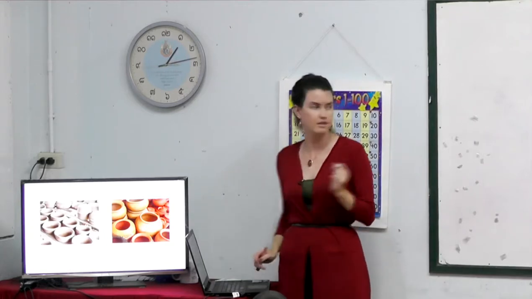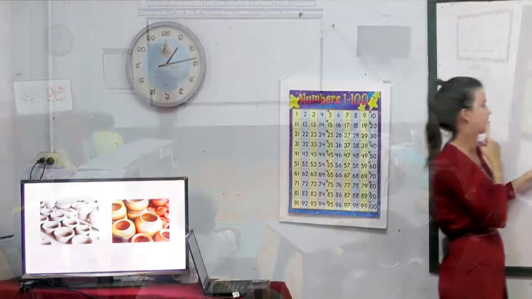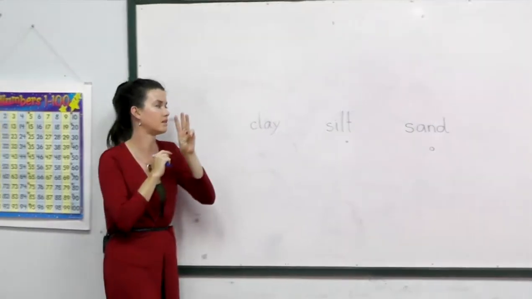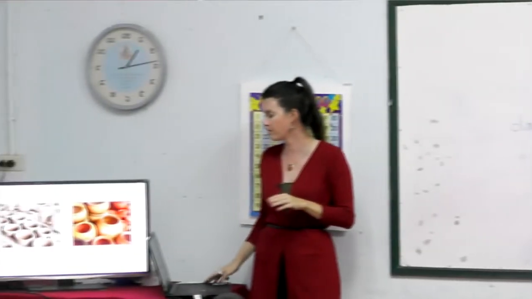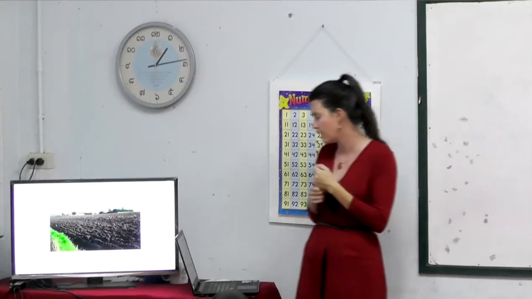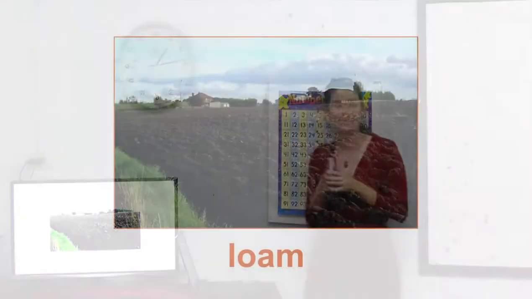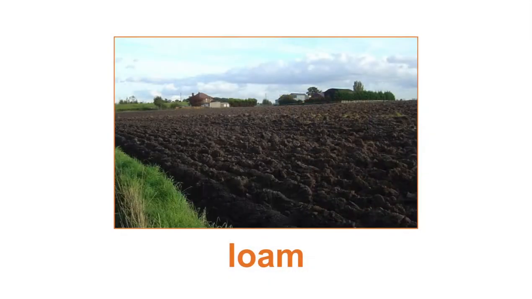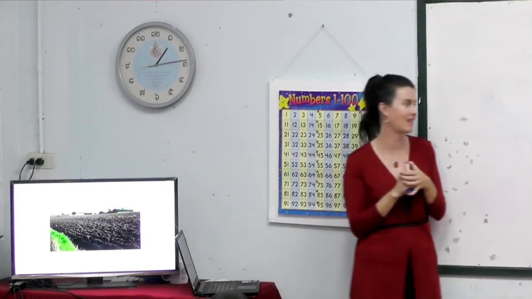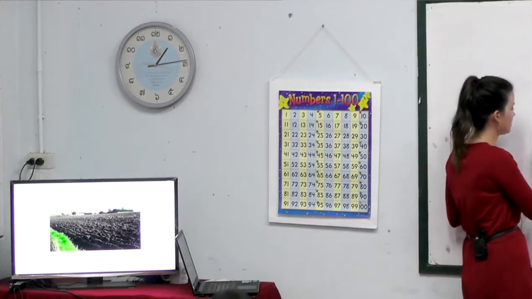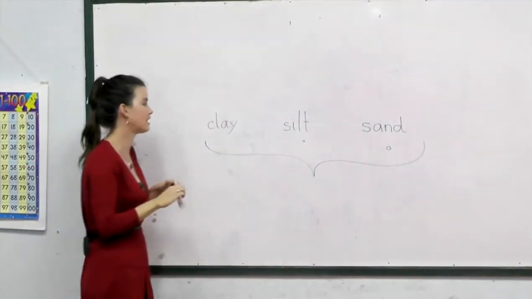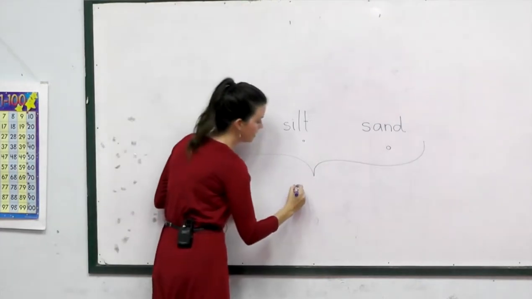So how many kinds of soil do we have? 1, 2, 3. We have 3 kinds of soil. And when we have all of those 3 kinds together, we have a special kind of soil called loam. Loam. Good job. So when we have all these kinds together, clay, silt, and sand, we call it loam.